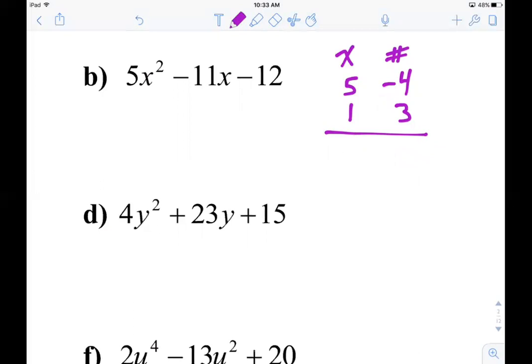So I'm going to actually make this +4 and -3. So what does that give me? Well, that would give me -15 here. And when I multiply those, it gives me +4 here. Now, when I add those together, I do get -11, which is what I was going for.